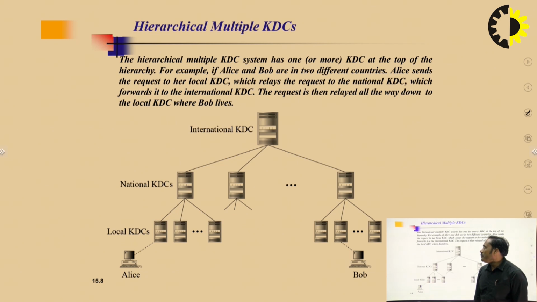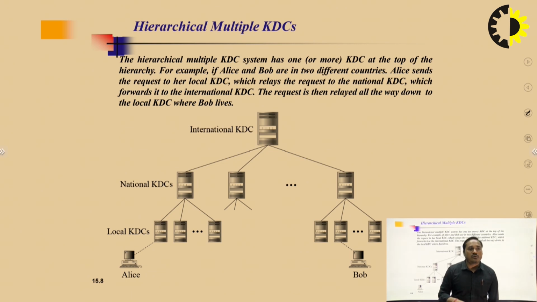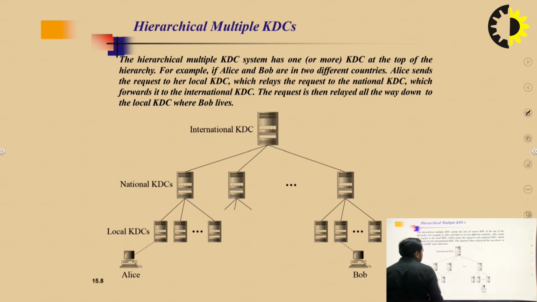Now the second important type of key management technique is hierarchical multiple KDC. The hierarchical multiple KDC has one KDC at the top of the hierarchy. You can see this is the international level KDC. The international level KDC can communicate with the national level KDC, and the national level KDC can communicate with the local KDC, and then after that you can move on to Alice. So if Alice wants to communicate with Bob, Alice cannot communicate directly with Bob because they are in different countries.